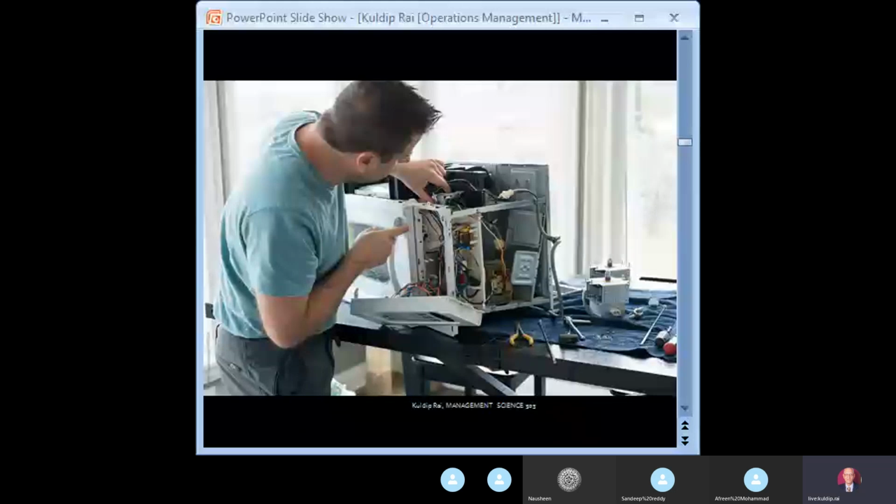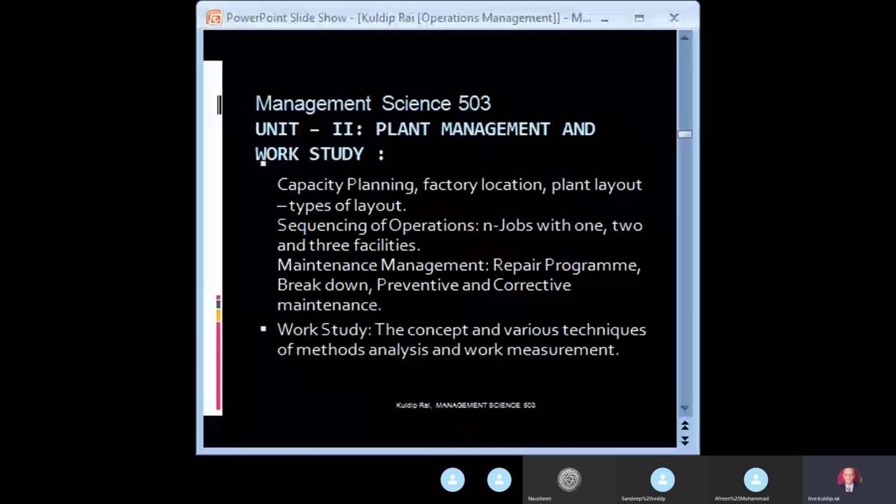On the screen you are seeing a technician who is repairing something. Here methods are important. Methods are also important in a production scenario. When you are making a new product, there also methods play a very important role. So the first part of method study, the first part of work study, is method analysis. You must analyze here what are the different methods available.